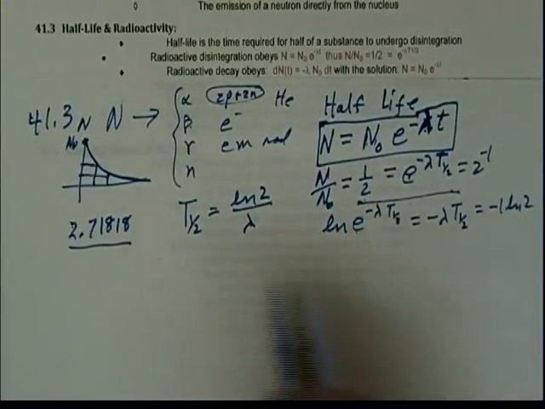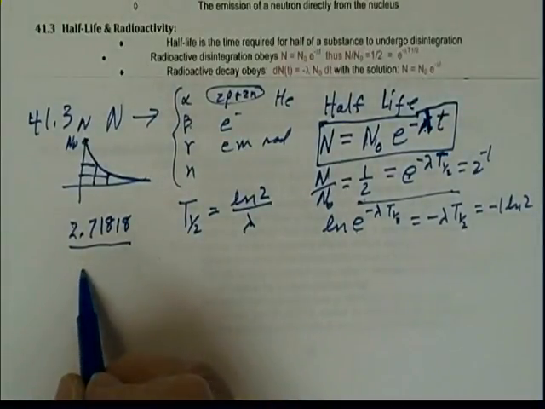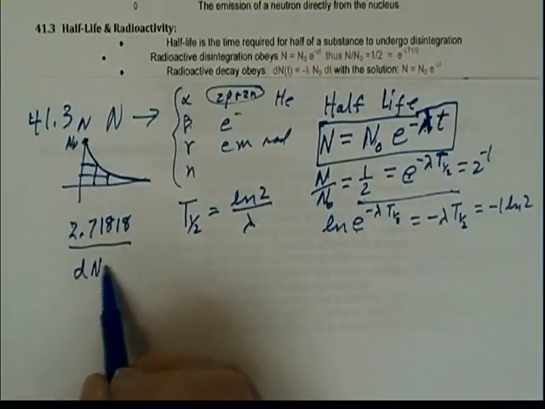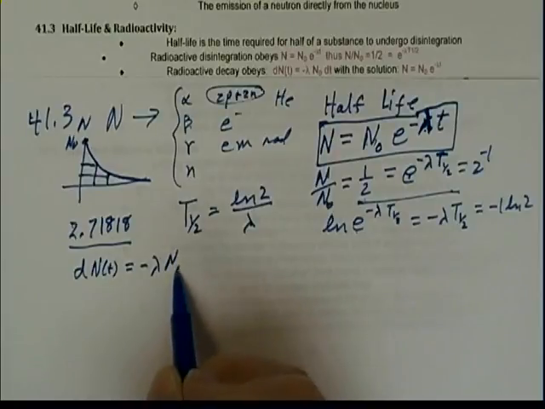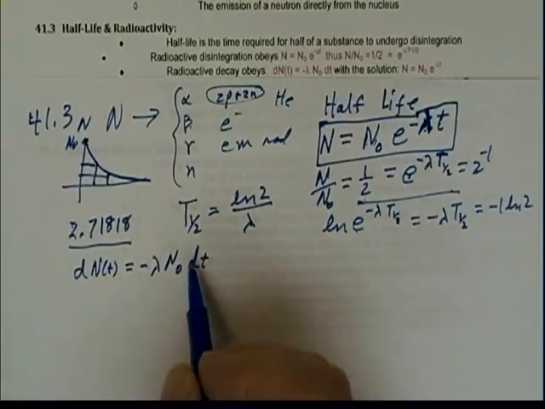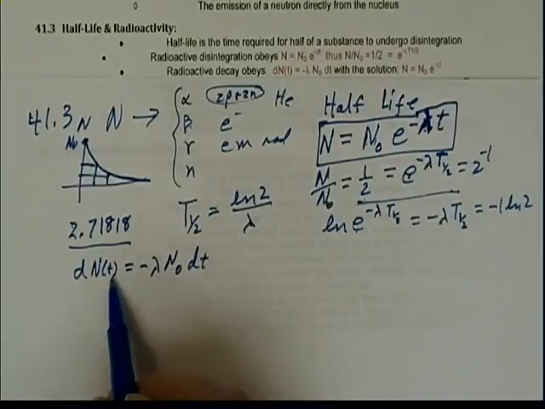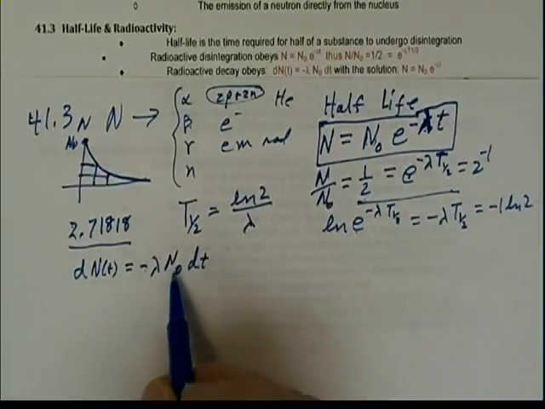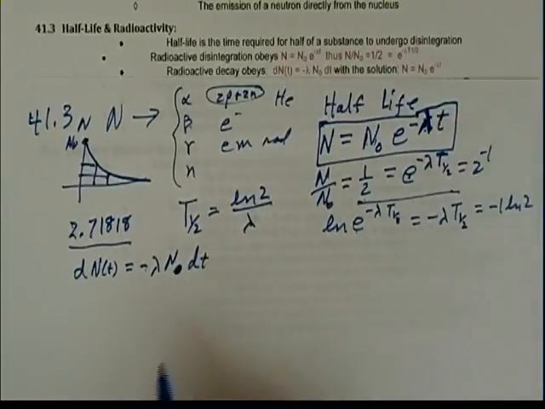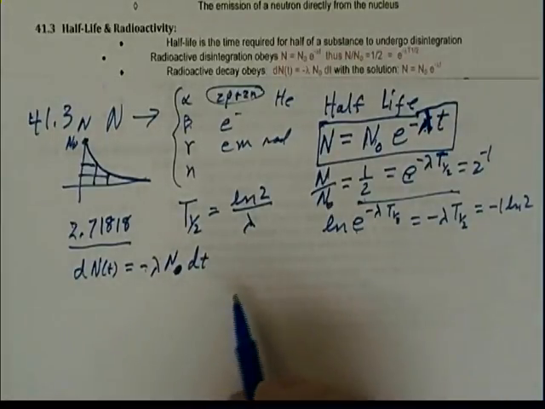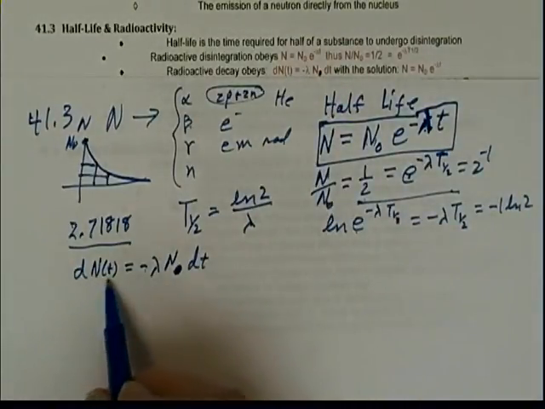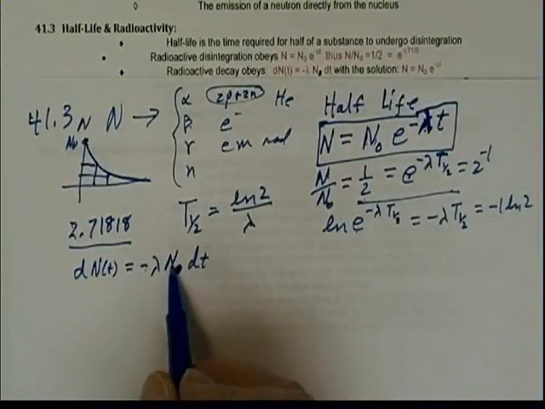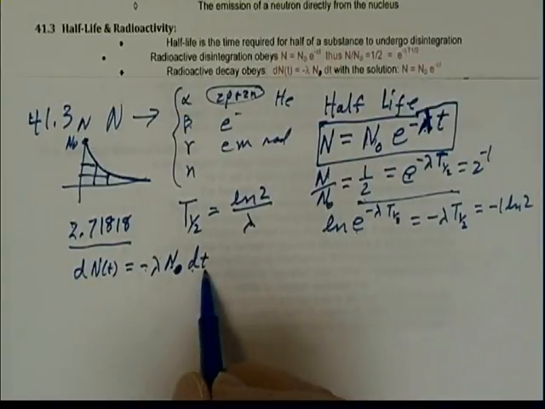And that radioactive decay comes, in fact, from a differential equation where the change in the number with respect to time is equal to minus lambda times the number I start out with times dt. In other words, the change in the number at any instant is the number I began with. I put an N naught there, it really shouldn't have an N naught. So the change in the number is proportional to the number and the amount of time, the infinitesimal time.